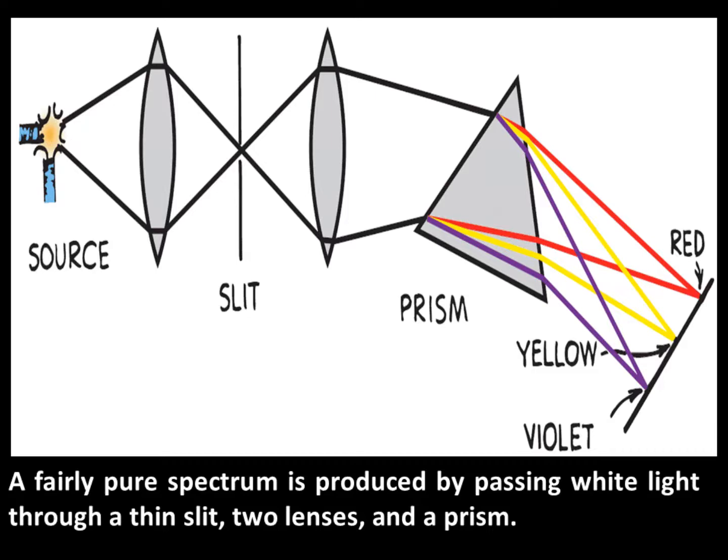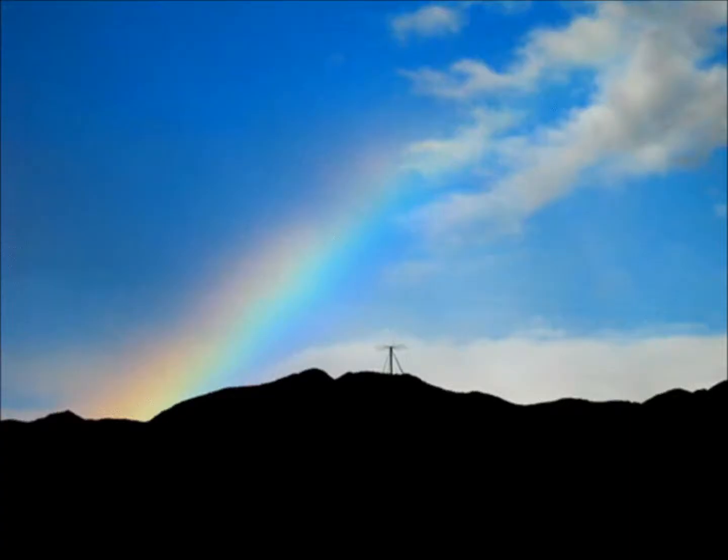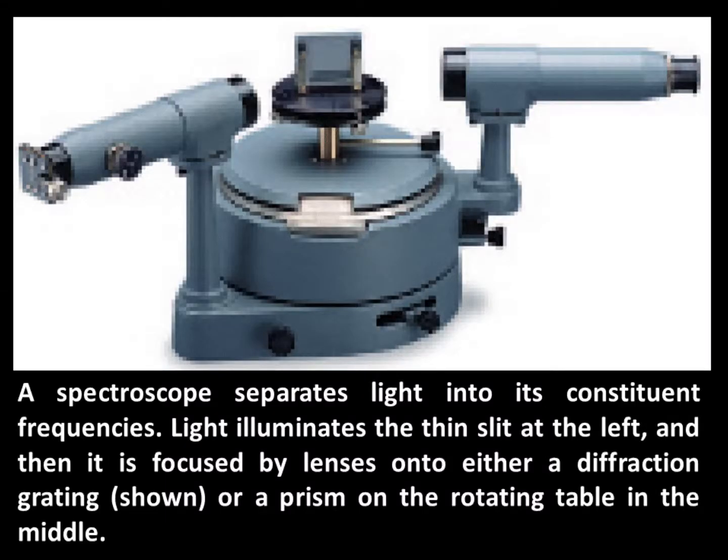A fairly pure spectrum is produced by passing white light through a thin slit, two lenses, and a prism. Here's a rainbow where water molecules, water particles in the air, are refracting the light, bending it, separating it into its component parts. Here's a spectroscope. A spectroscope separates light into its constituent frequencies. Light illuminates the thin slit at the left, and then it is focused by lenses onto either a diffraction grating shown or a prism on the rotating table in the middle.